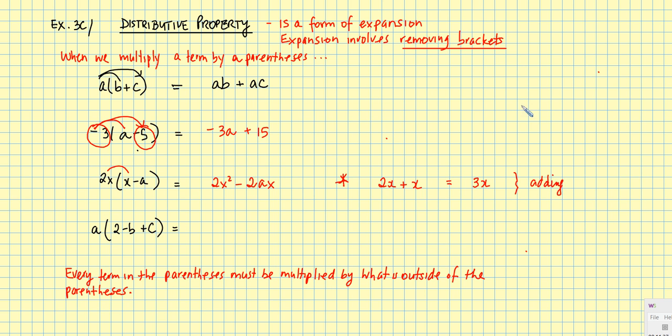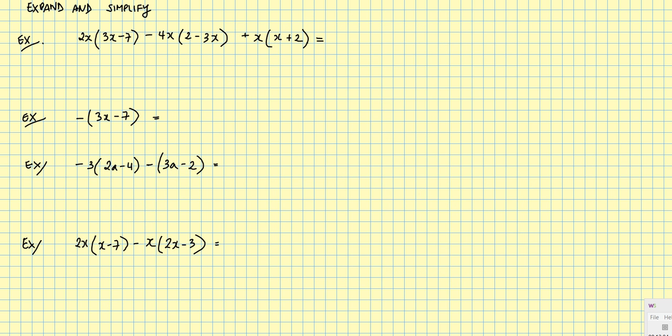I'm adding like terms. In a situation where I have a product, where I'm multiplying, so I've got 2x times x, what I do is add together the exponents of the like terms, so that it goes to 2x squared. Okay, let's do one more down here. So 2 times a is 2a, a times negative b is negative ab, and a times positive c gives me positive ac.